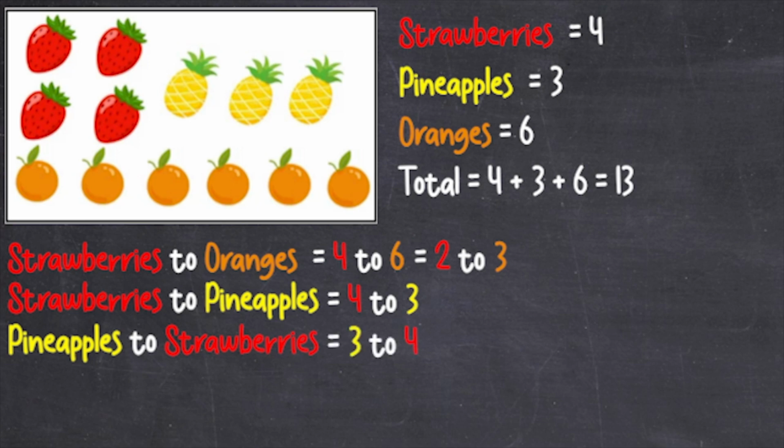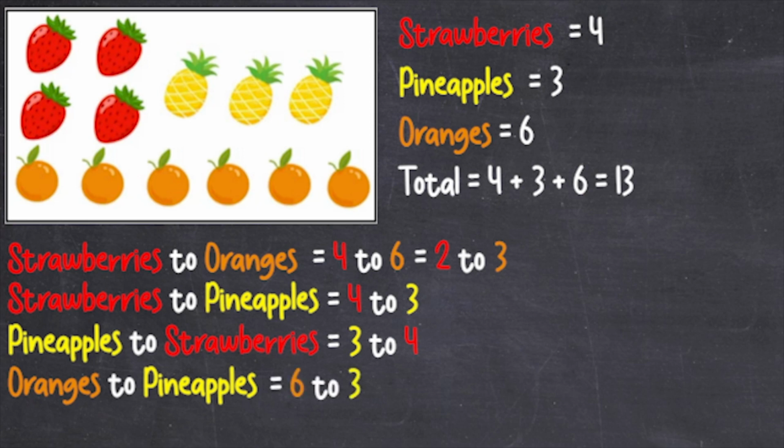Now we need to compare oranges and pineapples. There are 6 oranges and 3 pineapples. First, we'll write the ratio as 6 to 3. But wait, 6 and 3 have a greatest common factor of 3, so we can simplify the ratio. When we divide both 6 and 3 by 3, we are left with 2 and 1. So the ratio of oranges to pineapples is 2 to 1.